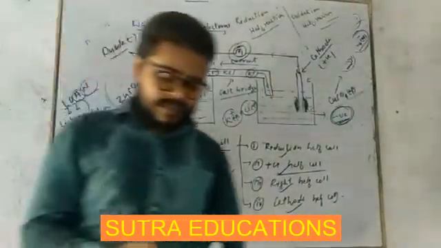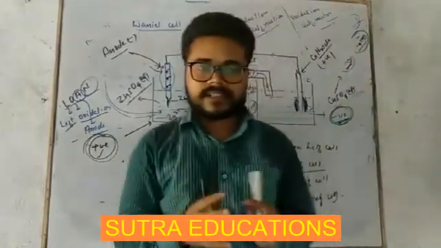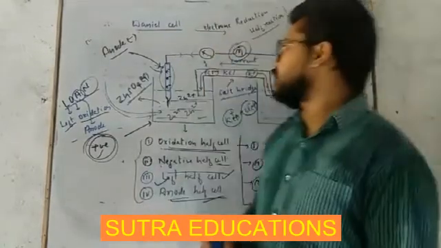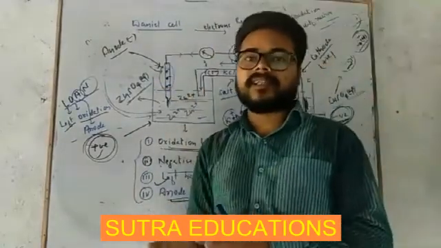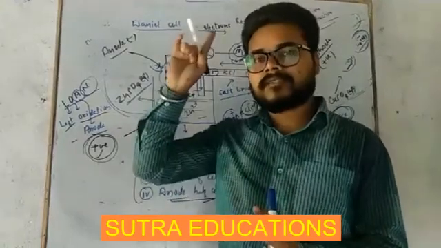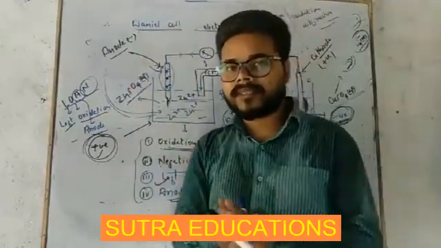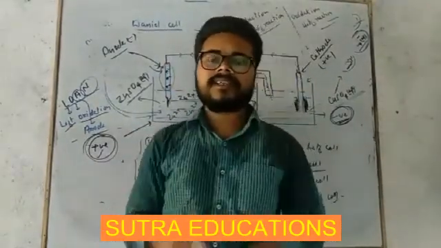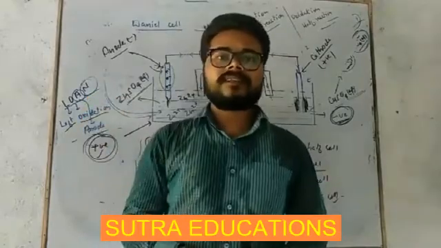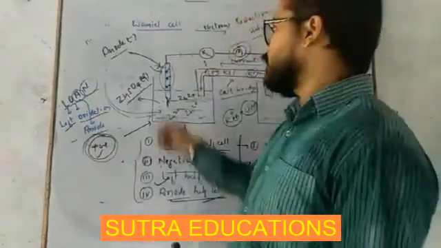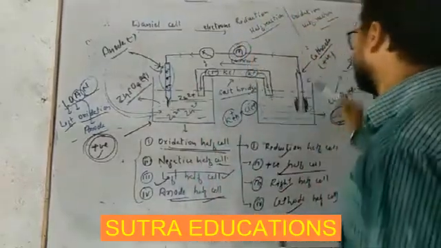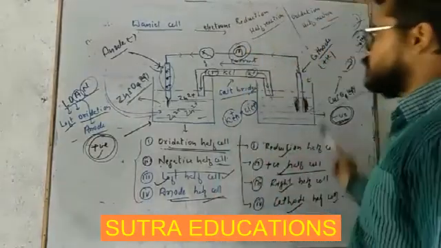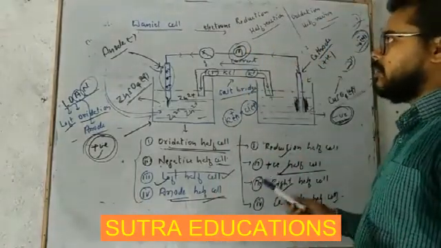So don't get confused. I know during electrolysis you have studied that anode is positive and cathode is negative. I know this, but that was in case of electrolysis. In electrolysis, anode is treated as positive and cathode as negative. But this is an electrochemical cell, and in an electrochemical cell, anode is treated as negative and cathode is treated as positive. There is a difference, so don't get confused. So this is all about the Daniell cell or electrochemical cell.